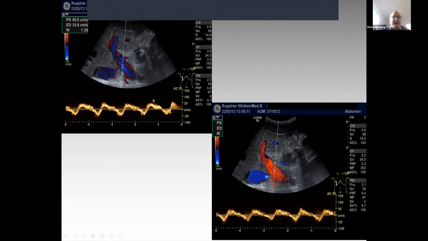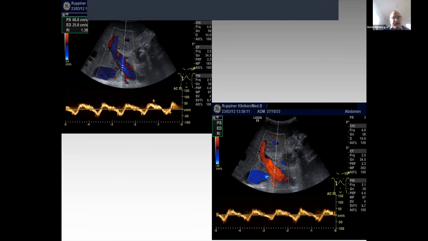Another sign is that the blood flow is changing, and that means if we look in the main portal vein, normally the blood is going from the splenic vein, the mesenteric vein, into the liver. That is hepatopetal flow, like in this picture here. It's red, but if the color is blue, and the blood is going out of the liver, then we have a change of the blood flow in the portal vein, and that means we have portal hypertension.